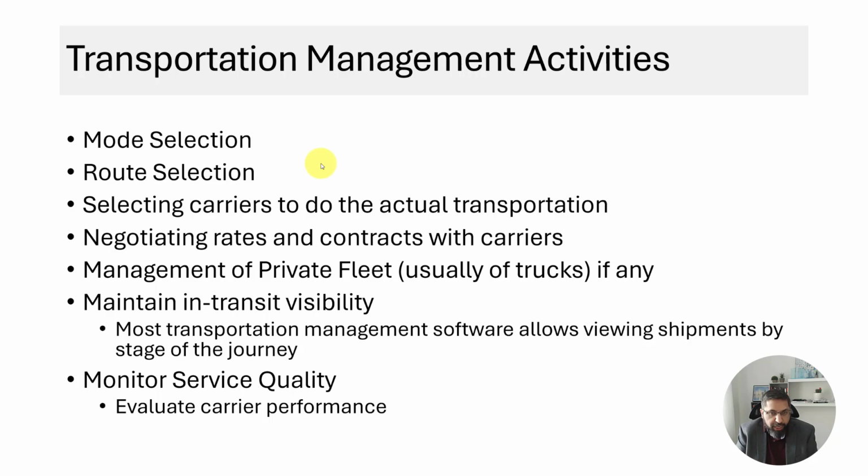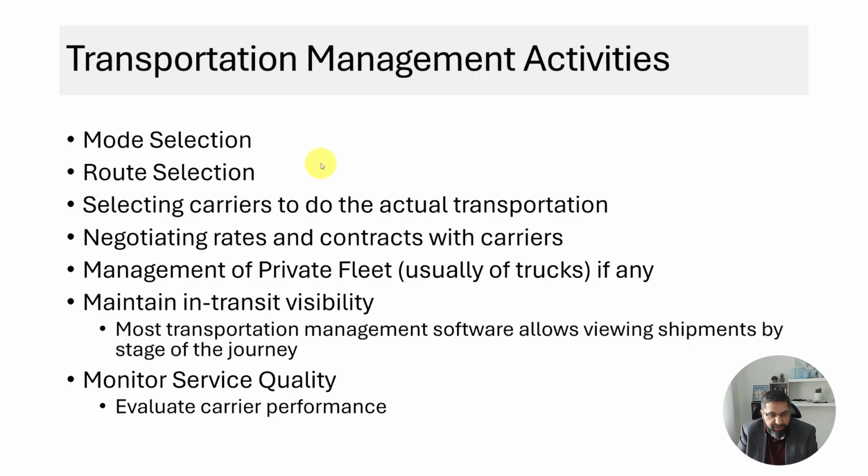Selecting the carriers to do the actual transportation, which is part of transportation management. Okay, you have to transport something. Which company do you go with, or do you go with the 3PL that's going to select the actual carrier? Negotiating rates and contracts with carriers. It could involve management of a private fleet. So like Amazon and Walmart, they have their private fleets to deliver, move goods between their warehouses and so forth, and warehouses to regional warehouses or to customers.